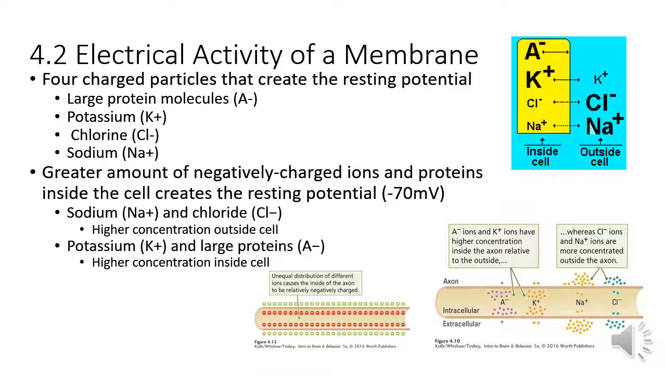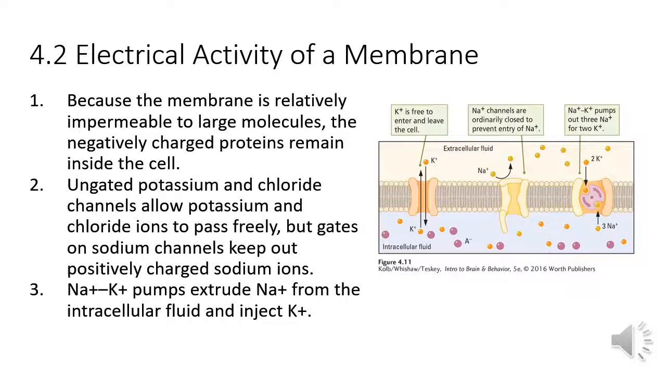There's a greater amount of negatively charged ions and proteins inside the cell, which creates that resting potential of negative 70 millivolts. There are higher concentrations of sodium and chloride outside the cell, and higher concentrations of potassium and those large proteins inside the cell at resting potential. As I mentioned before, because the membrane of the cell is relatively impermeable to large molecules, those negatively charged proteins remain mostly inside the cell.